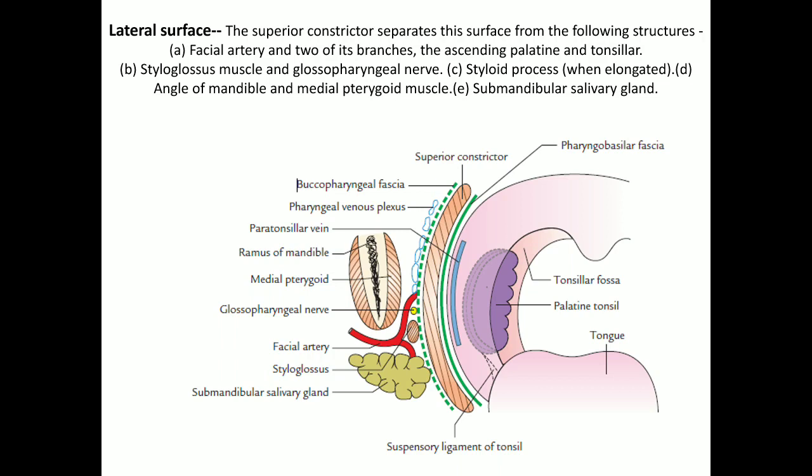So these are the structures which are related with the lateral surface of the capsule, lateral surface of the tonsil. So what are these structures which are related with the lateral surface, or you can say these are the structures which are lateral to the superior constrictor muscle, and these structures are facial artery with its two branches, styloglossus muscle and the glossopharyngeal nerve, angle of mandible with the medial pterygoid and submandibular salivary gland, and sometimes the styloid process if it is elongated.